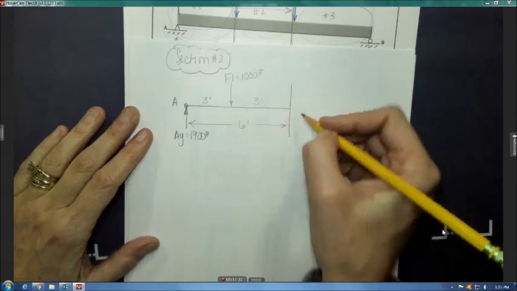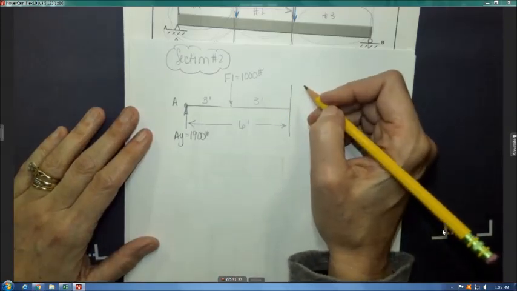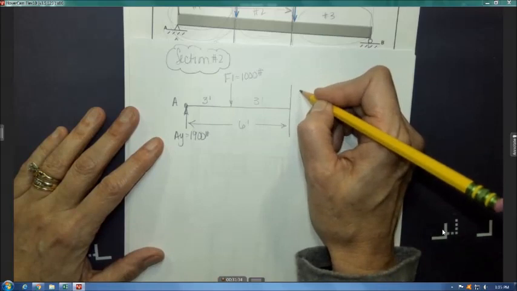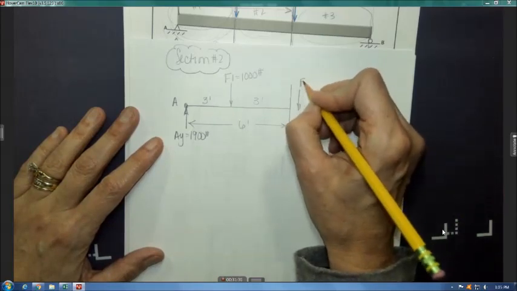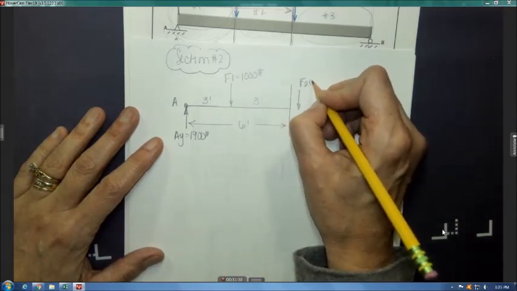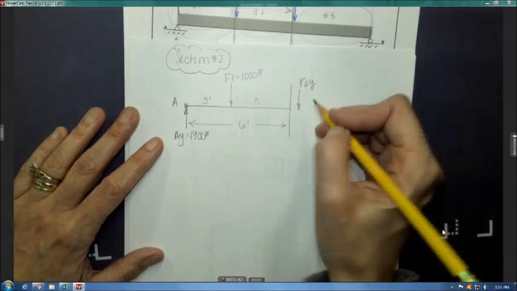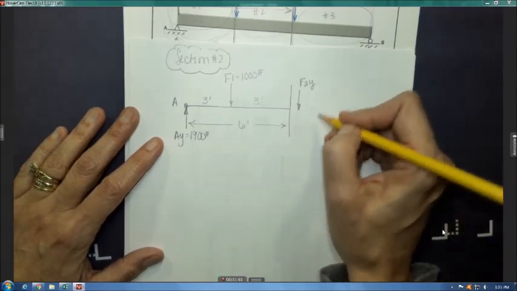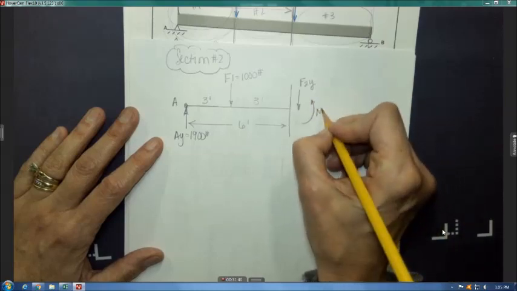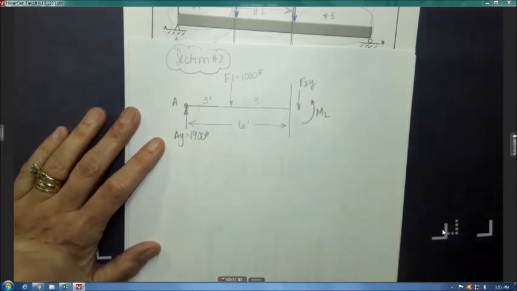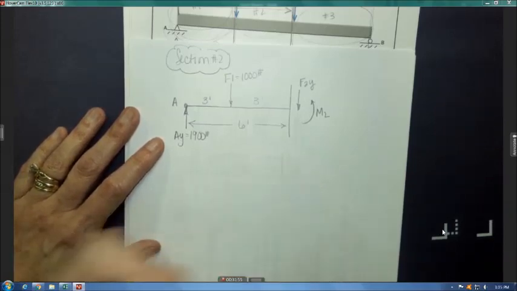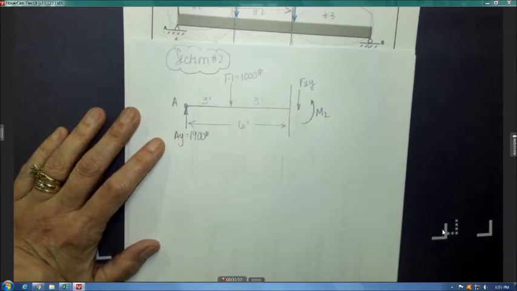Now, internally, my reactions are going to be the same as they were before. I am going to have a shear. This is going to be F2Y, which is the shear for the second section. And then I'm going to have another moment, M2. Now, I'm going to check the direction that I put these in, and that's going to be based on whatever my positives or negatives come out to in my final answers here.